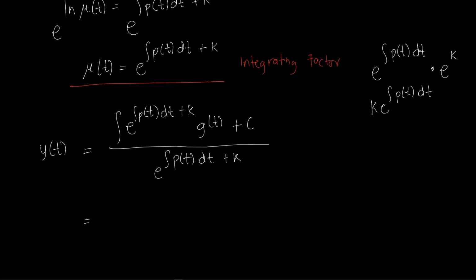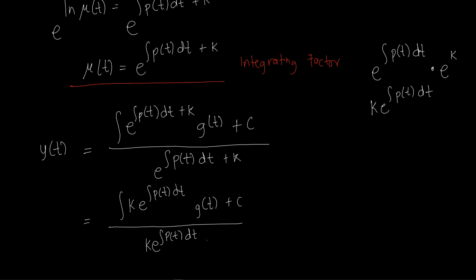So we can substitute that here. We have y equal to the integral of k e raised to the power of the integral of p of t dt times g of t, plus c, all over k e raised to the integral of p of t dt. The plus k is gone. This gives the general formula, and you can use k. That's fine, no problem.